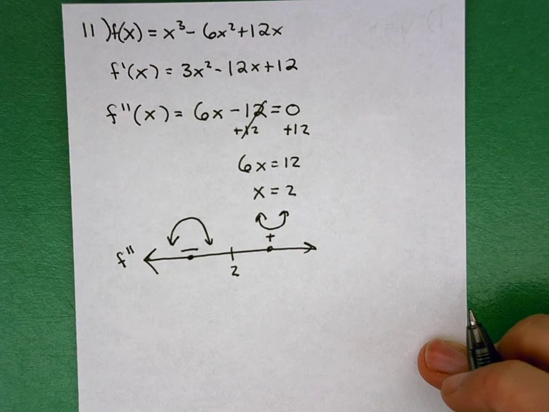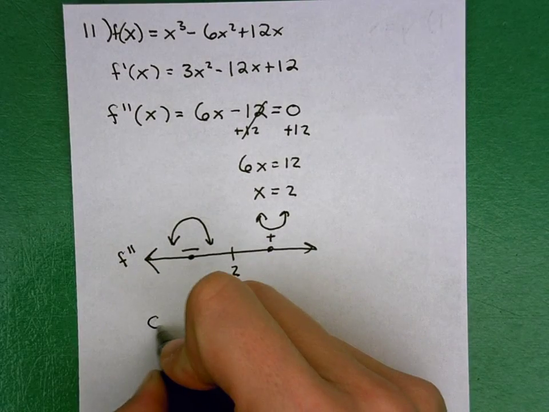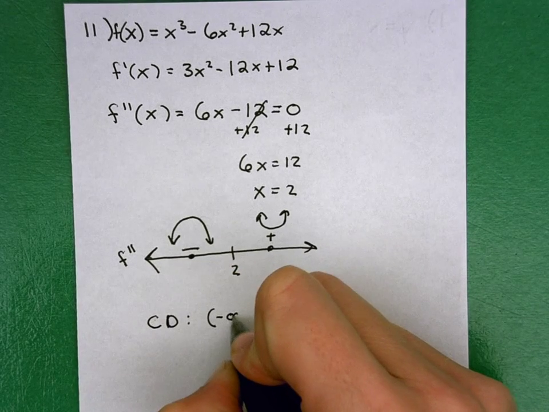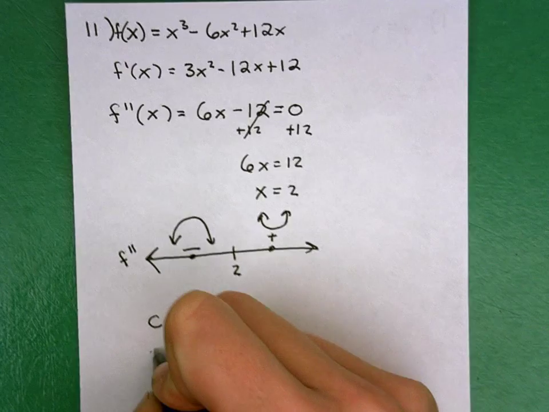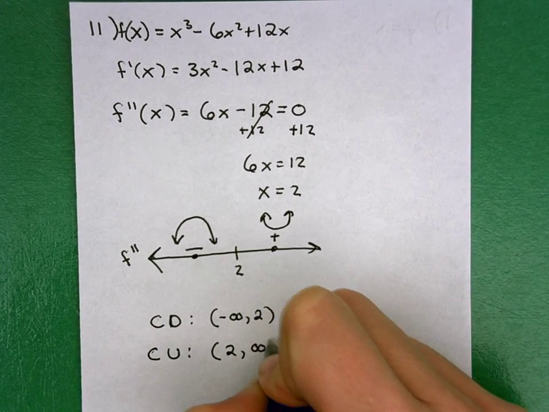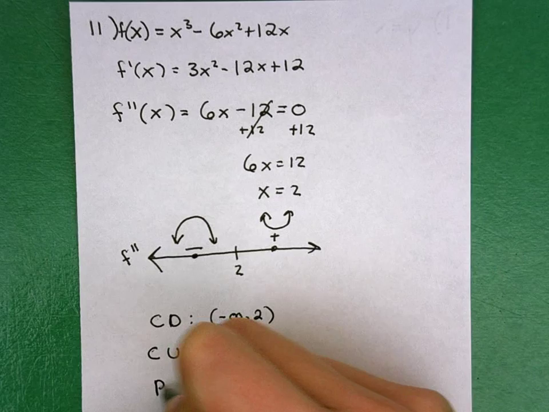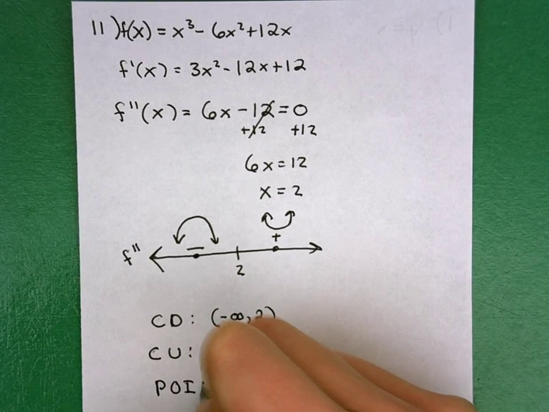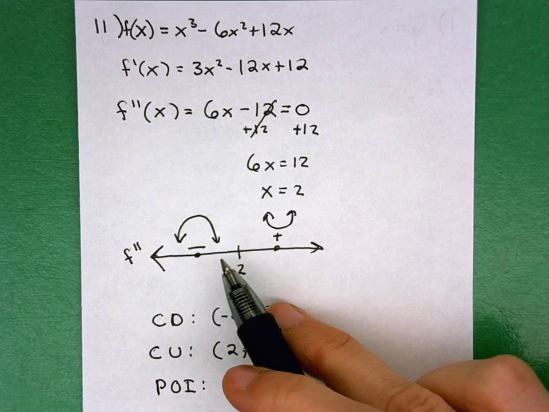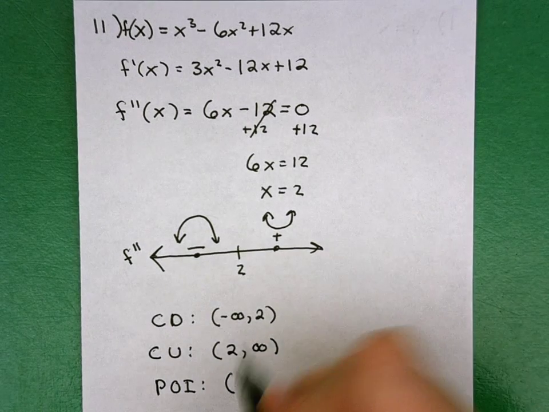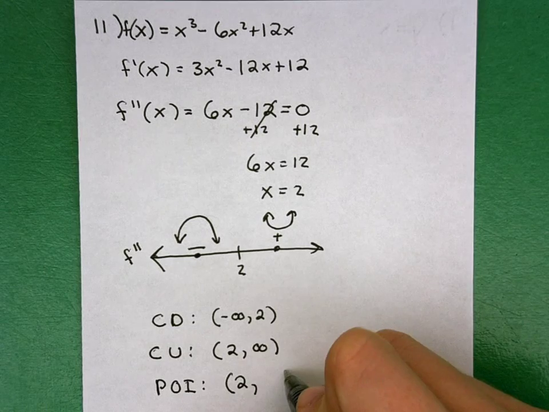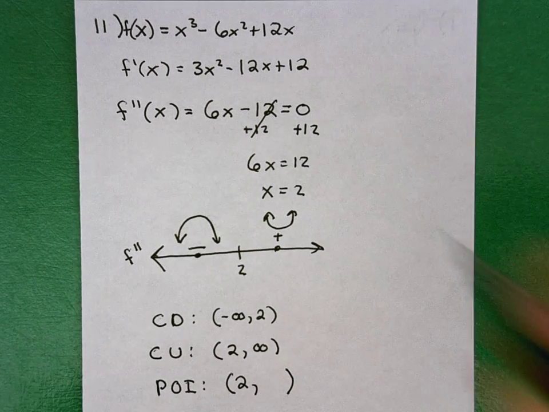Okay, and so this is going to allow me to set my intervals. We've got concave down from negative infinity to 2, concave up from 2 to infinity. And then I do have a potential point of inflection here. Right, my graph did change concavity at 2. It went from concave down to concave up, and so x equals 2 is a possible location of a point of inflection.